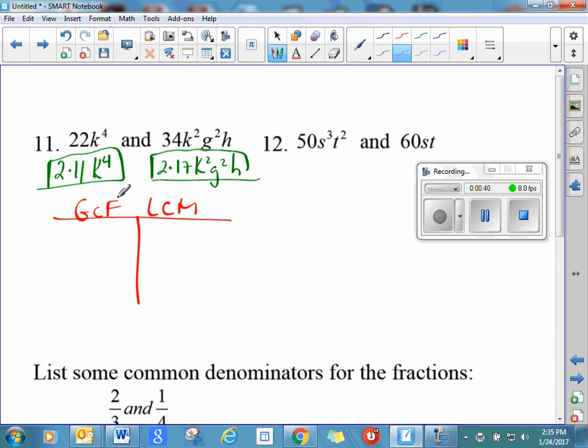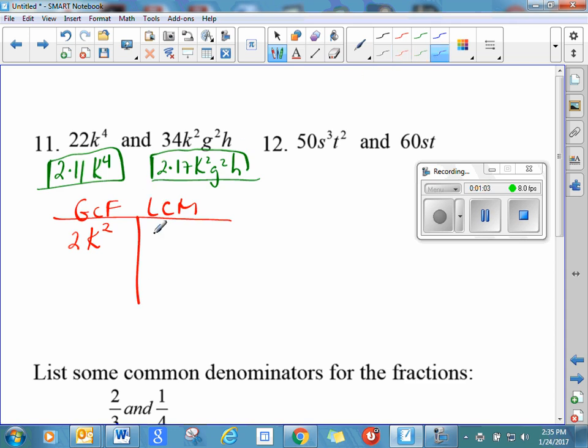So for GCF, of course, it's got to be in both boxes here. So I see a 2 in both boxes. That's nice. But I don't see an 11 in both boxes. I can't use the 11. Here's a K over here, and there's a K over there. Good. There's a K, and I'm going to put the lowest exponent I see on him, which is to the second power right there. That's good.